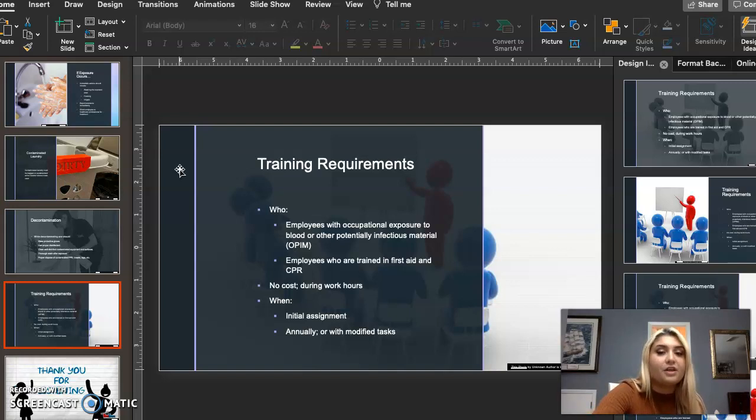So these are all things that when you do take a training class, you will have access to. So if you wanted a free-of-charge vaccine for hepatitis B, that will be made available to you through these training courses that should be made accessible to you annually, with modified tasks, or if it's an initial assignment that is given to you by your employer.